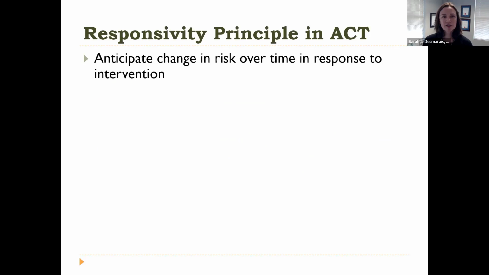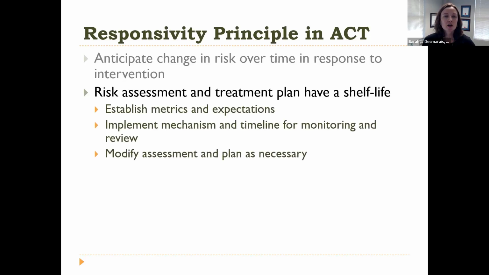All right, so looking at responsivity in ACT, we're going to anticipate change, hopefully change in response to intervention, but also change in response to somebody's life circumstances. Risk assessments, treatment plans, and case plans are going to have a shelf life. So what we want to do is establish how we're going to revisit and come back to this over time, how we're going to monitor behavior, how we're going to operationalize what change looks like and in what direction, and then be ready to redo a risk assessment and update everything.